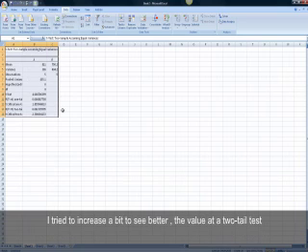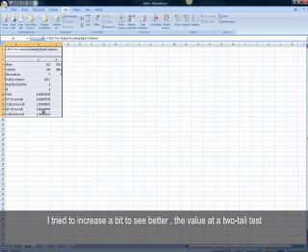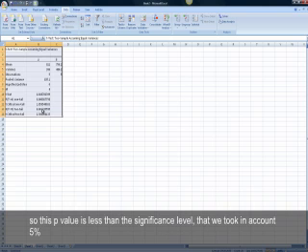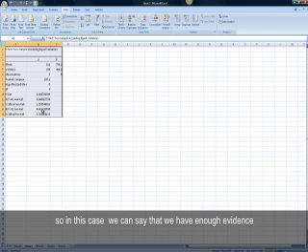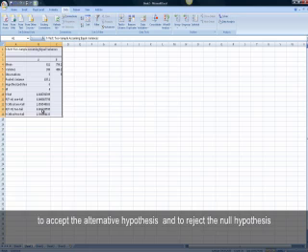I'll try to increase the size a bit to see better. P-value for a two-tailed test. So this p-value is less than the significance level that we took into account, 5%. So in this case, we can say that we have enough evidence to accept the alternative hypothesis and to reject the null.